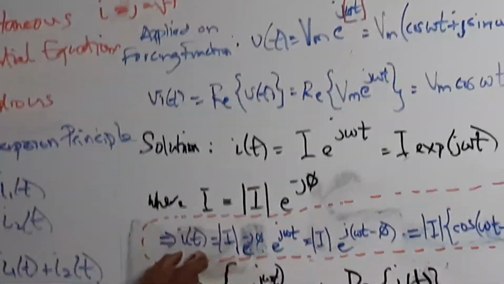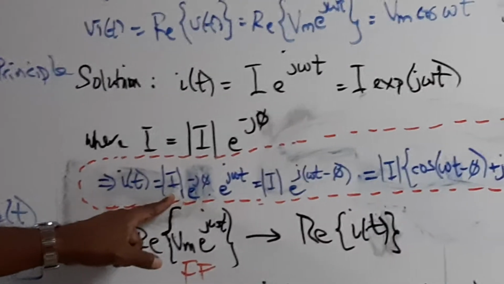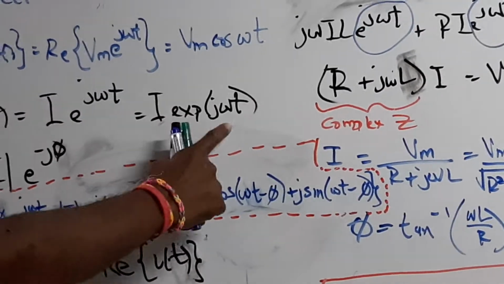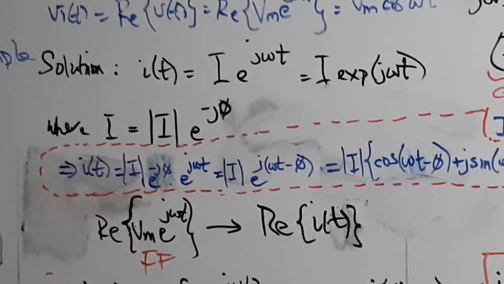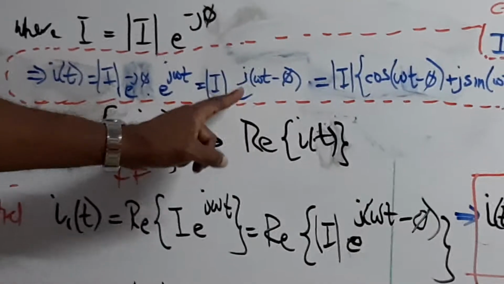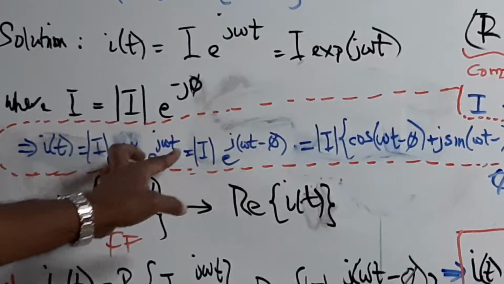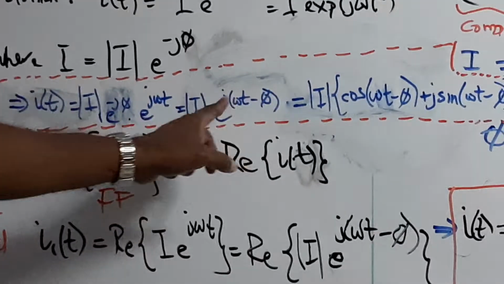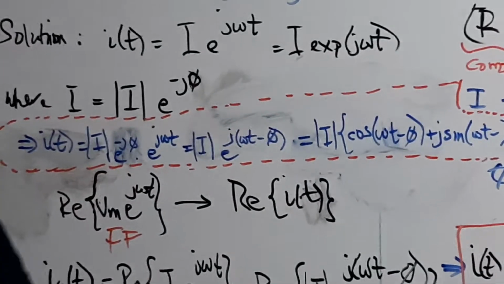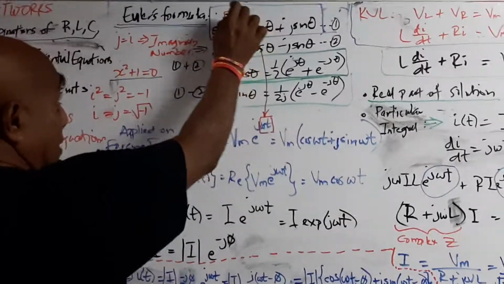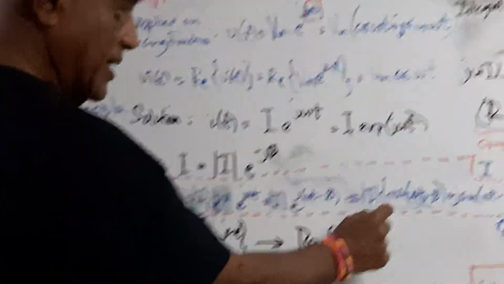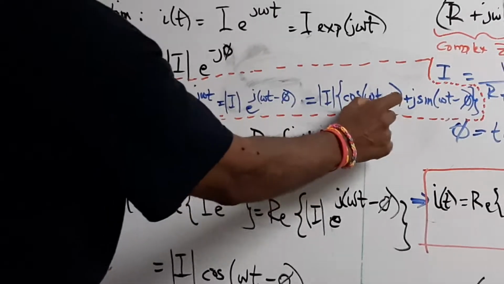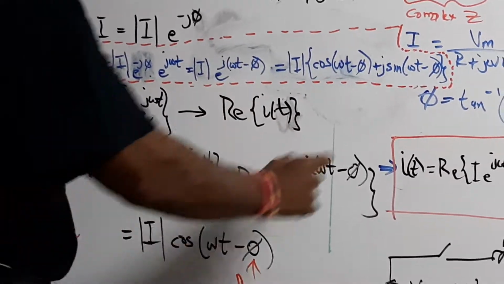So using that, we can simply expand i of t is equal to the modulus of I e to the minus j phi multiplied by exp j omega t, which is e to the j omega t, and that is equal to the modulus of I e to the j omega t, combining the exponents, it is omega t minus phi in brackets times j, and using Euler's theorem on this, it becomes simply the modulus of I into cos of omega t minus phi plus j sine of omega t minus phi.